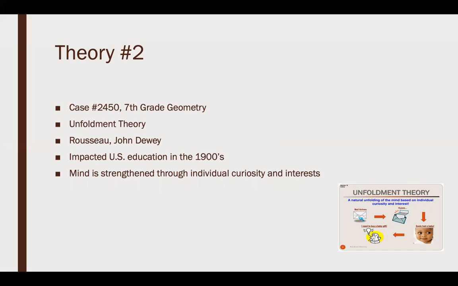By providing students with materials and letting them loose to figure something out, this is an example of unfoldment theory. Unfoldment theory says that a student's mind is strengthened through individual discovery and interest. So while this lesson was designed and distributed to the whole class, they had many different opportunities to choose from when approaching their process of finding the formula for a circle.